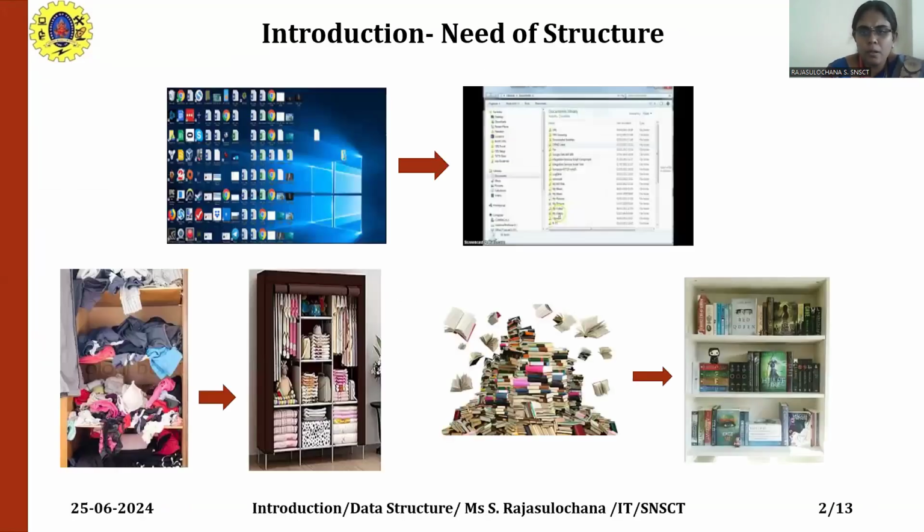So, what do you infer from this image? If you see the image, what do you infer from this image? Look at the first image where the desktop screen is displayed. This desktop screen contains multiple files and folders present.